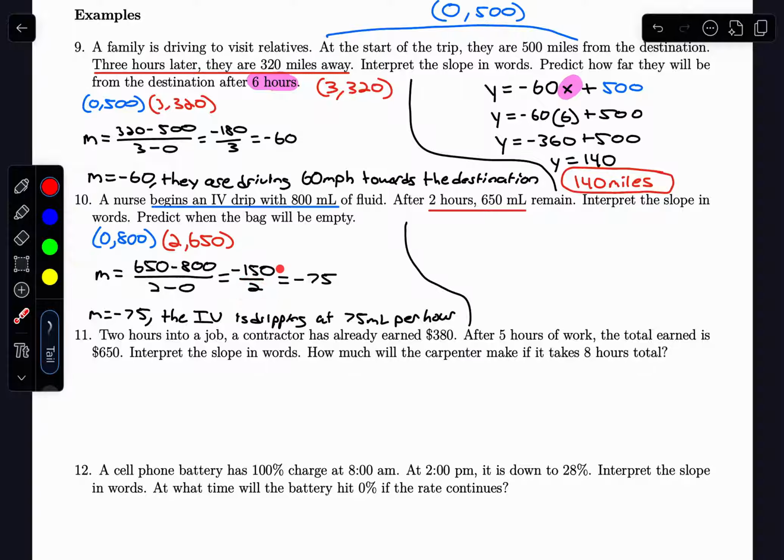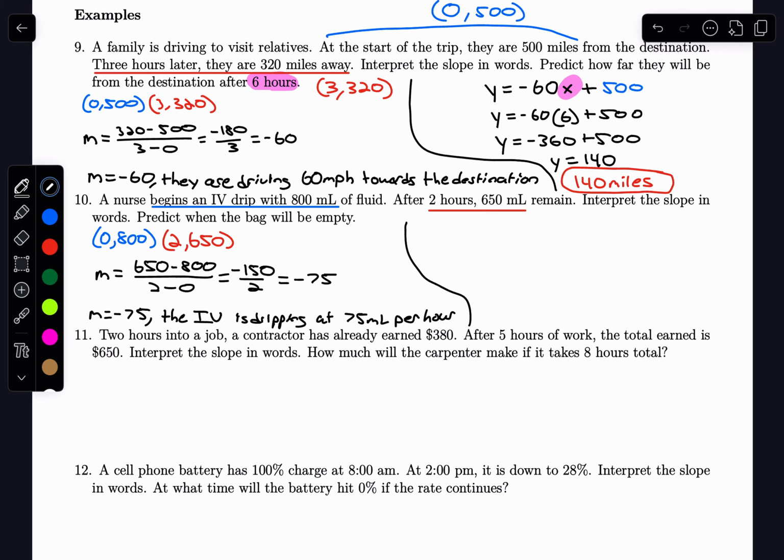So we're doing milliliters divided by hours, which means milliliters per hour as our units here. So that IV is dripping into the patient at 75 milliliters per hour. So we've interpreted the slope. Now we need to predict when the bag will be empty. Oh, what does empty mean? Well, empty should mean that there's 0 milliliters left.